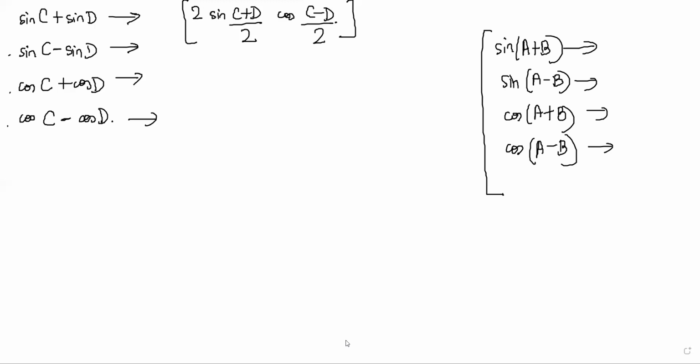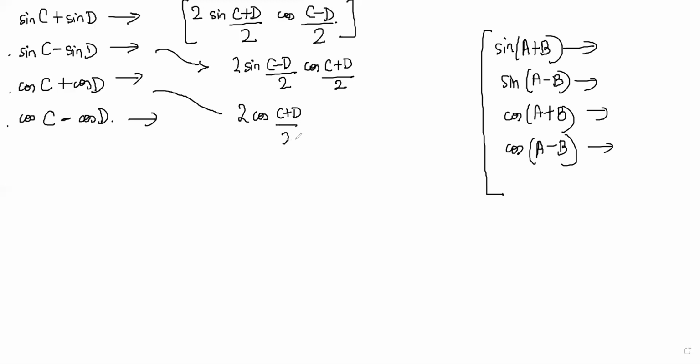Are you getting the other 3? It's not exactly the same, but the method is the same. 2 sine c minus d by 2 cos c plus d by 2, right? And this will come out to be 2 cos c plus d by 2 cos c minus d by 2, right?